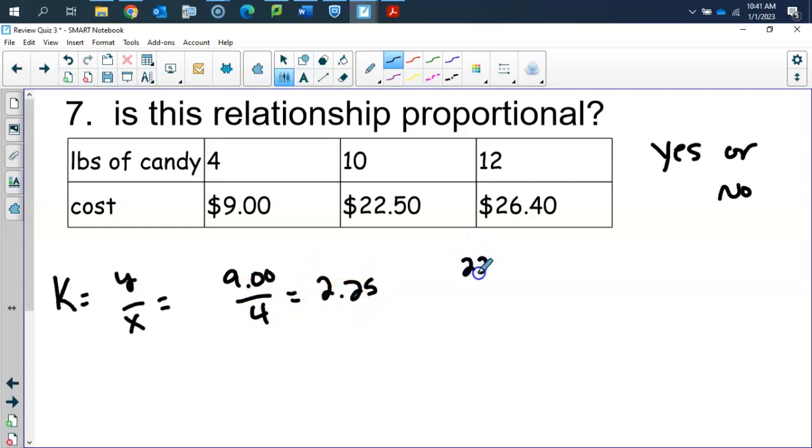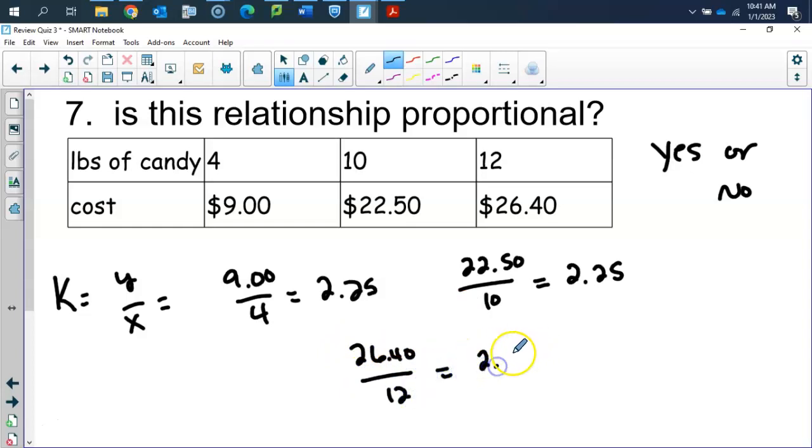Then I'm going to do $22.50 divided by 10. I get $2.25. It's looking pretty good so far. Last but not least, $26.40 divided by 12. And when I do that, I get 2.2, which is $2.20 per pound. So these are not all the same, so it is not proportional. So you should have said no. If all of these unit rates, or K, constant of proportionality, would be the same, then you would say yes.